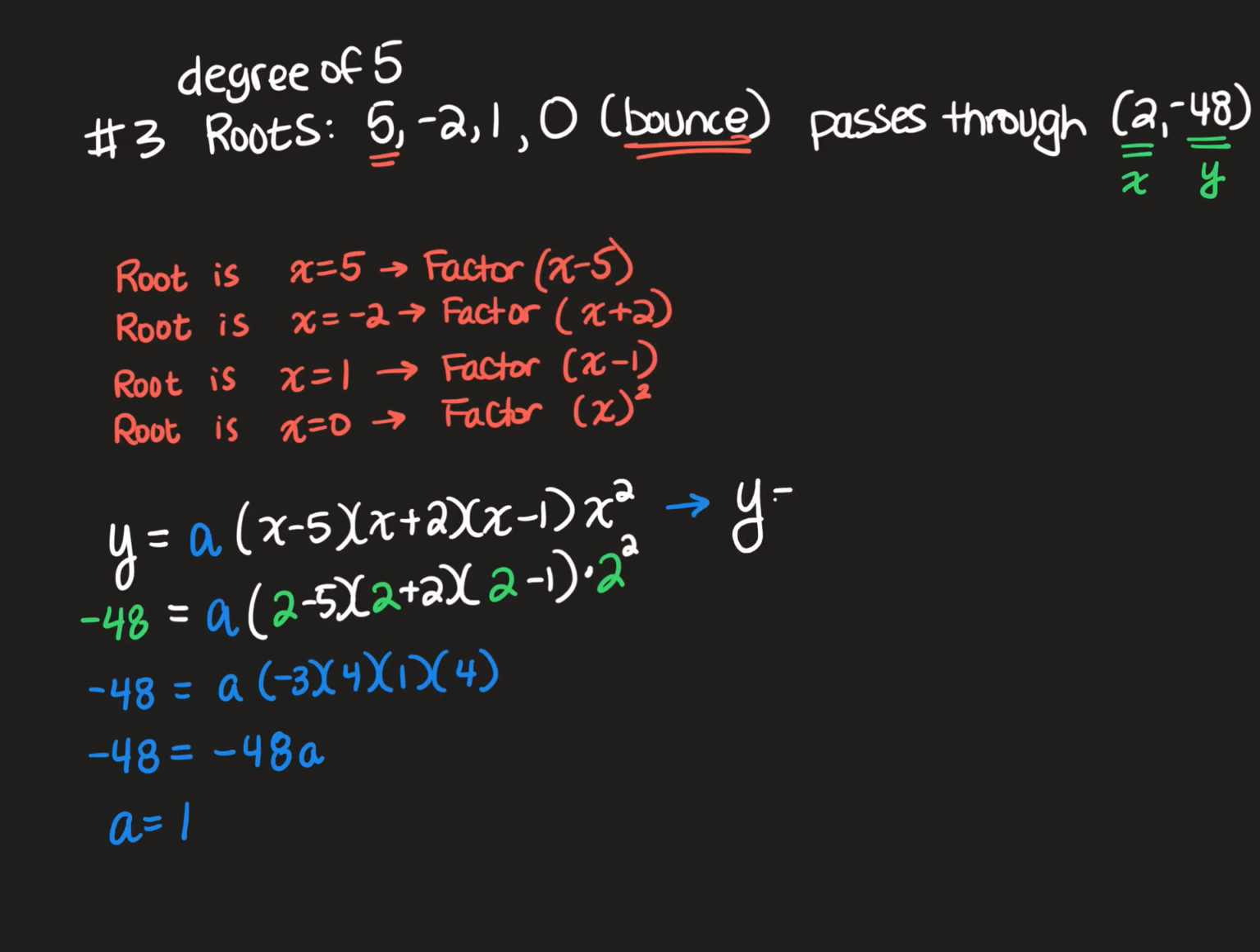So what my equation ends up being is 1 times, and then I like to put the x squared, that monomial term, out in front, but if you leave it in the back, it doesn't matter. It's fine either way. But you get this equation. And then that's the equation for that polynomial.